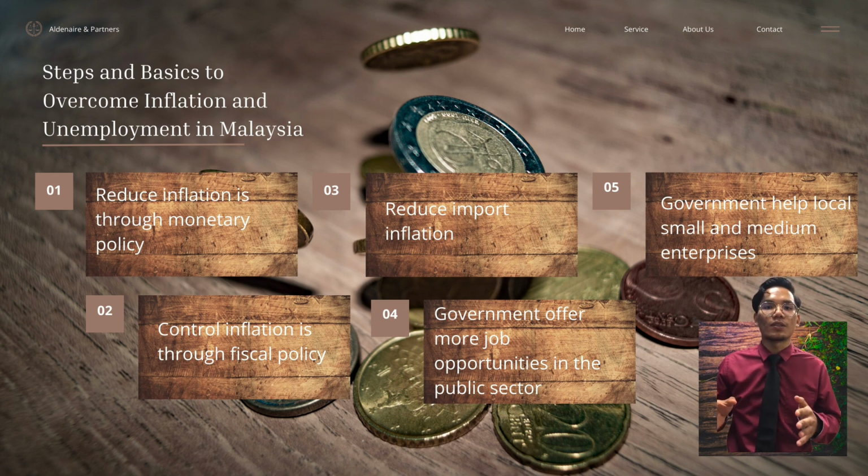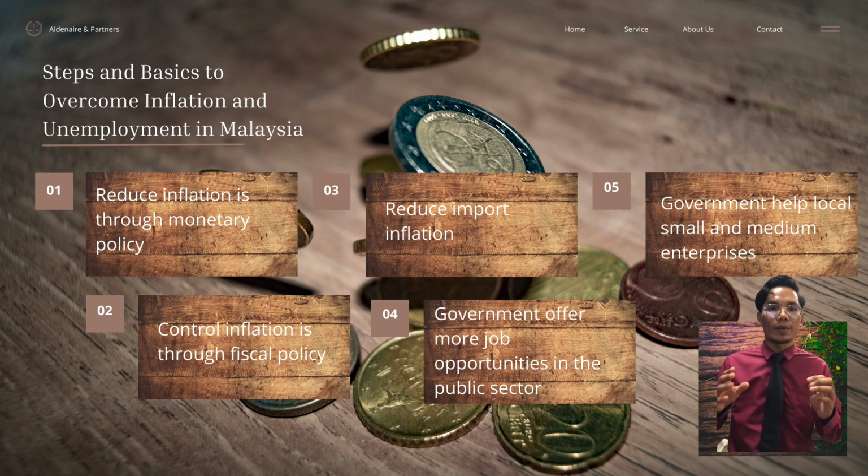BNM can also increase the statutory reserve ratio, which will reduce the ability of commercial banks to lend and further reduce the amount of money in the market. For example, in 2020, BNM raised the statutory reserve ratio from 1.5% to 2.5% to control rising inflation caused by the increase in the world oil price and the increase in the price of basic goods.